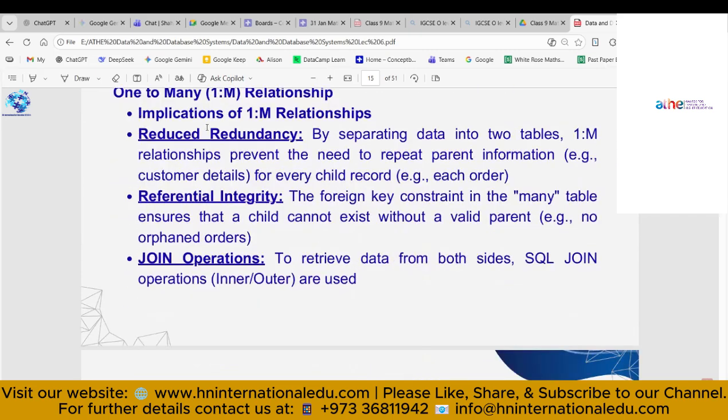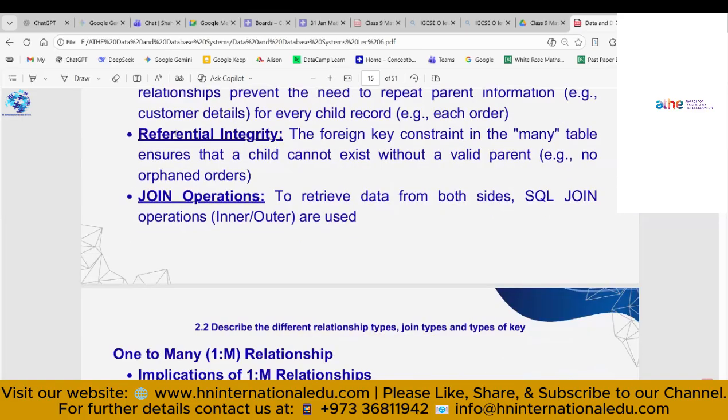And what are its implications? First, reduced redundancy. By separating data into tables, one-to-many relationships prevent the need to repeat parent information, for example, customer details for every child record, such as each order. Then referential integrity. The foreign key constraint in the many table ensures that a child cannot exist without a valid parent. For example, no orphan records.